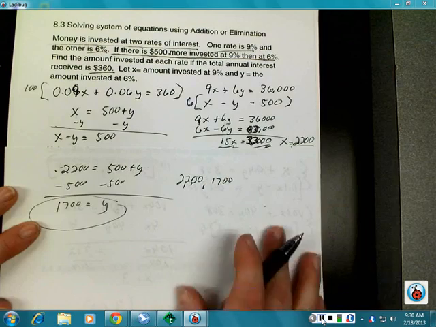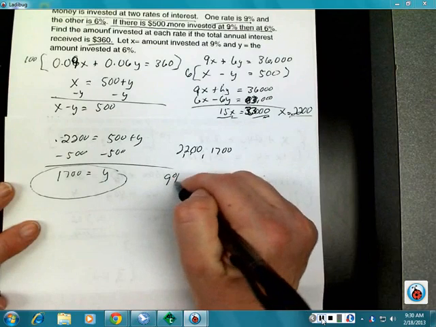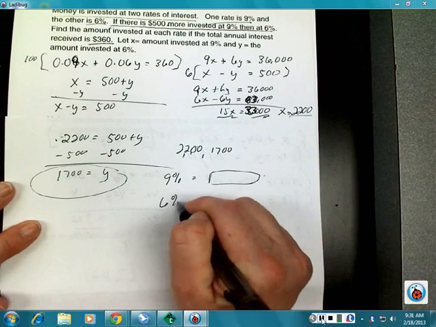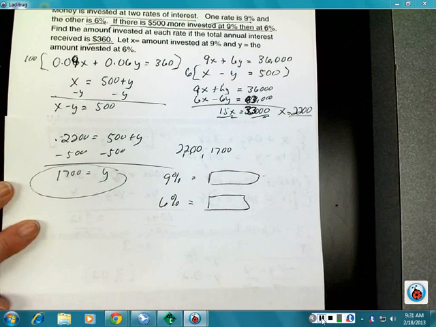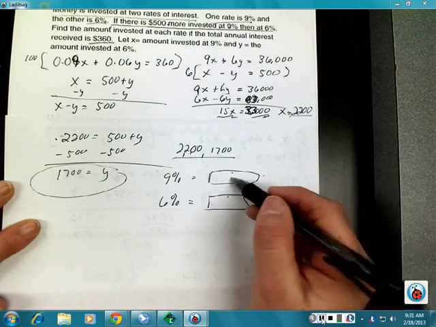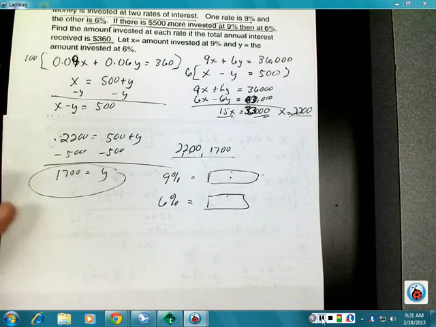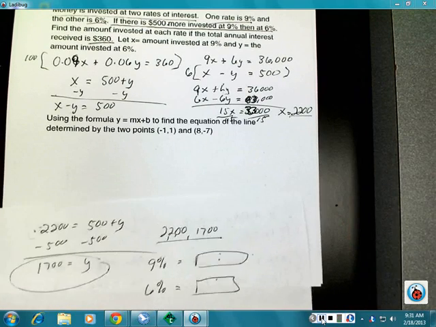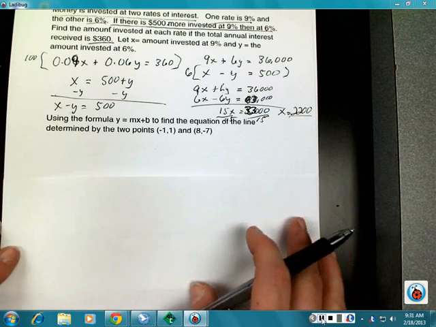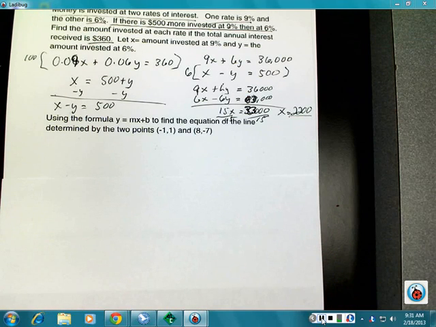Now in Hawks, it will say the amount invested at 9%, and it'll give you a box. And the amount invested at 6%, and they'll give you a box. They won't have you put it in a point system. They'll have you put it in the two boxes. All right, the last problem of this variety that they give you says, using the formula y equals mx plus b, find the equation of the line determined by the 2 points, -1, 1 and 8, -7.